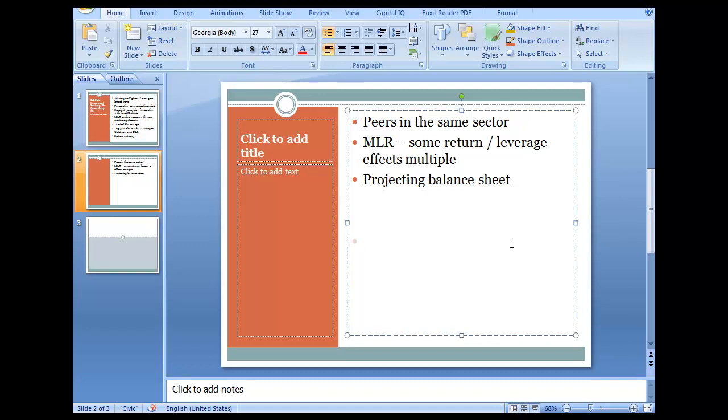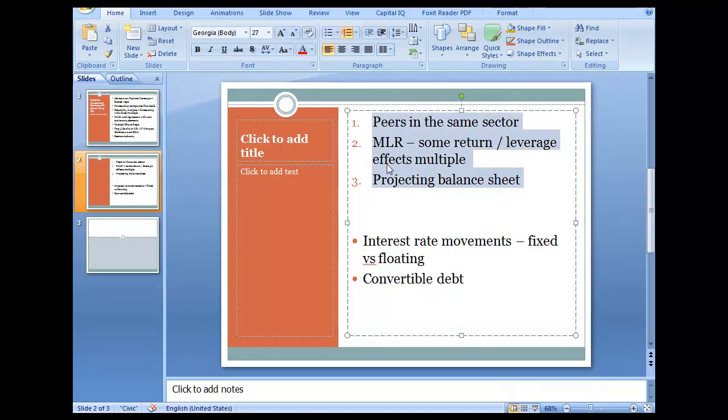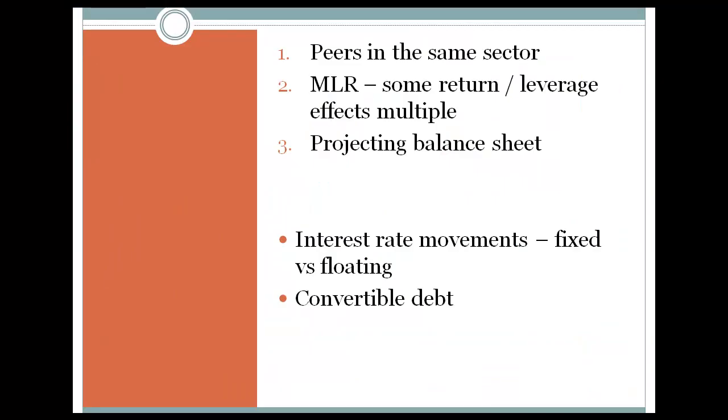The other interesting things could be interest rate movements, or taking fixed versus floating debt, or a convertible debt, or other aspects. So the primary 3 steps that you require here is to first look at peers in the same sector, and get an understanding of how various aspects would change your multiple.